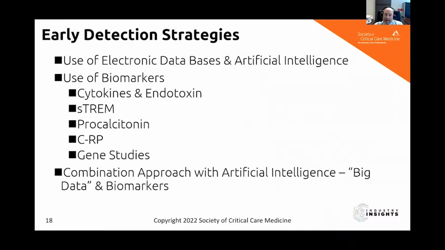So what we need is a better strategy to early detect those patients with sepsis. And there's a lot of stuff out there. We have electronic databases, artificial intelligence, a slew of different biomarkers, and you can do combination approaches, use big data, use biomarkers, trying to come up with what is an effective, appropriate sepsis test.